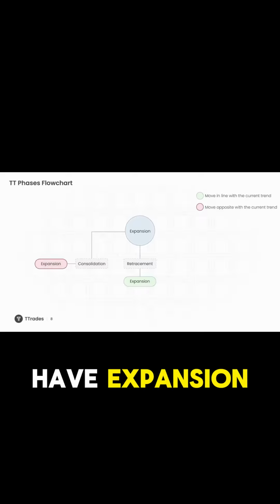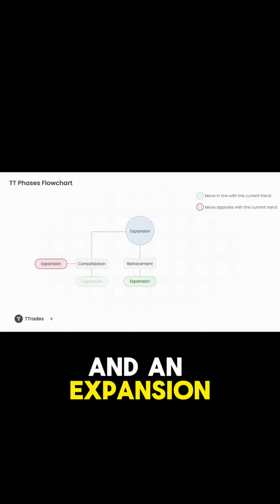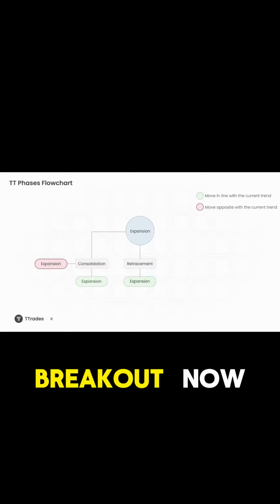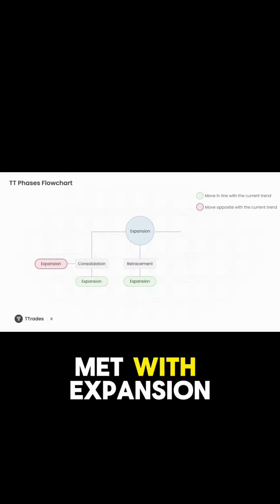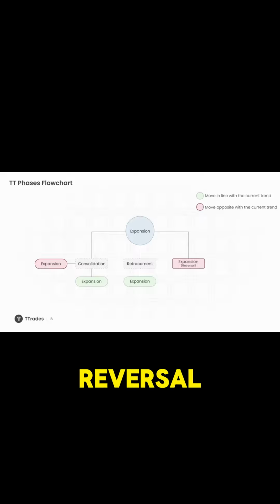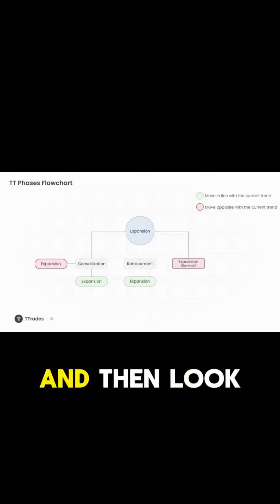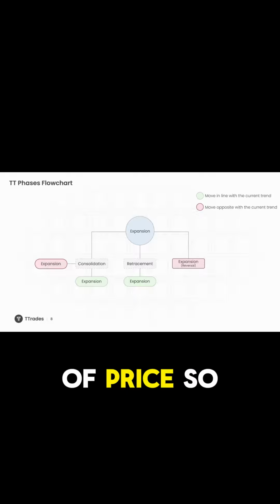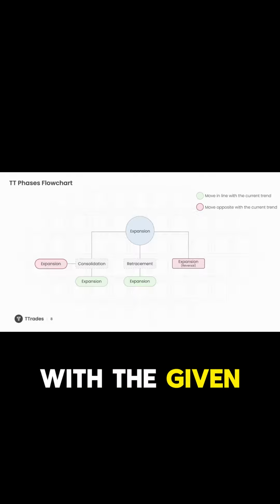Or we can have expansion, consolidation, and then an expansion again, which is a breakout. Now, if we have expansion met with expansion, that is a reversal, and that's where I come back up to this flowchart and then look for the next phase of price. So let's take a look at this flowchart with the given scenarios.